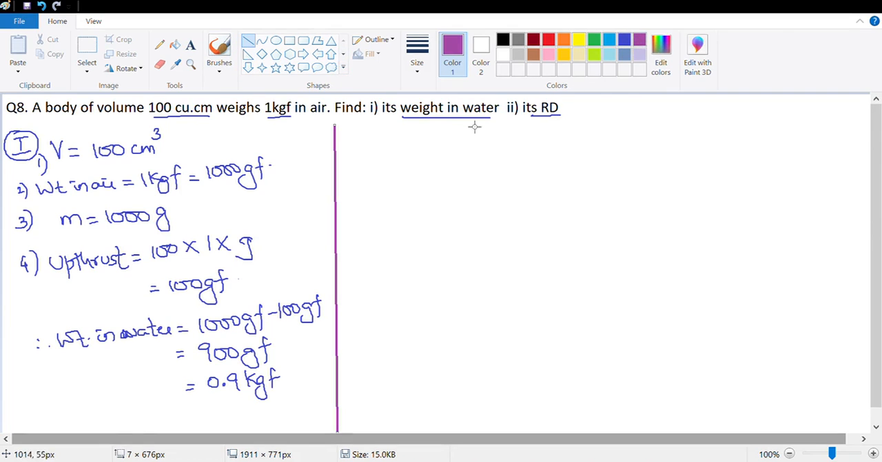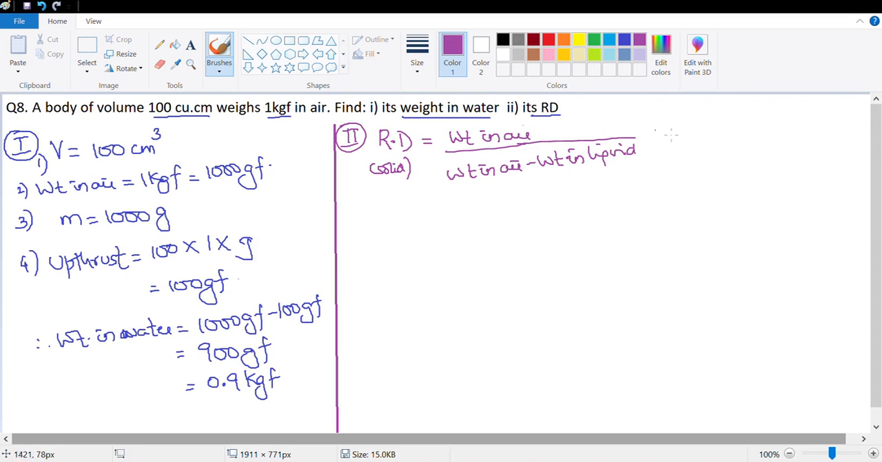Now let's use the new formula that we've learned in this exercise, which uses Archimedes principle, which says a relative density of a solid is equal to weight in air upon weight in air minus weight in liquid, multiplied with RD of liquid. Perfect. So this is something that we already know. Let's see if we can calculate the density of the liquid.